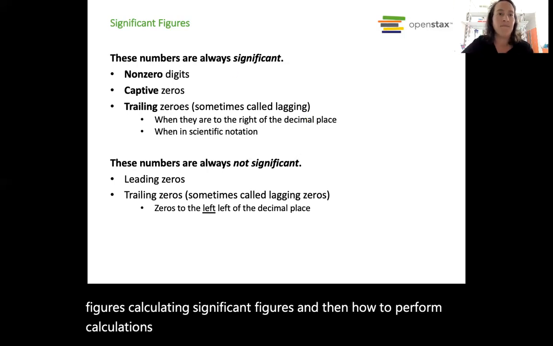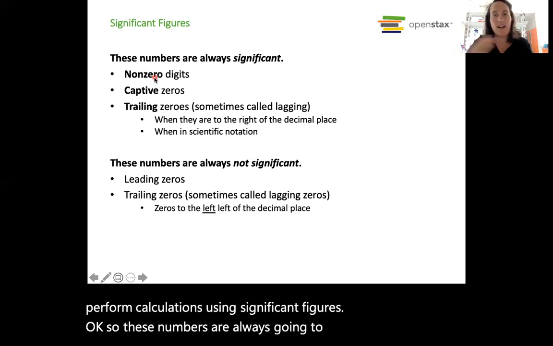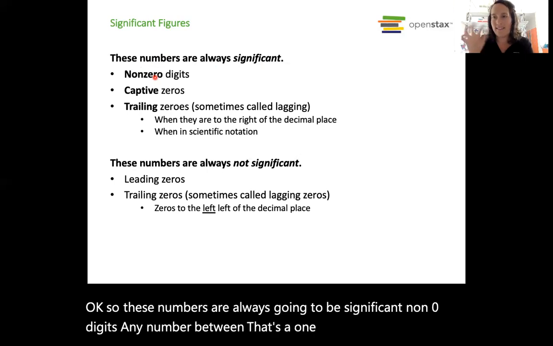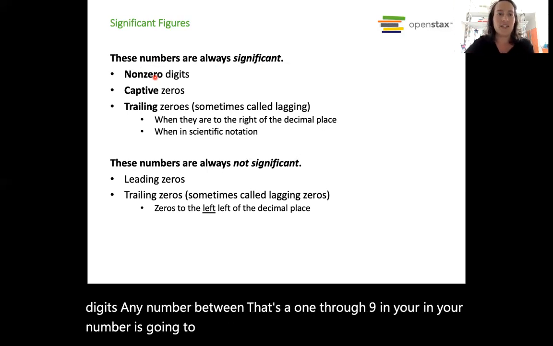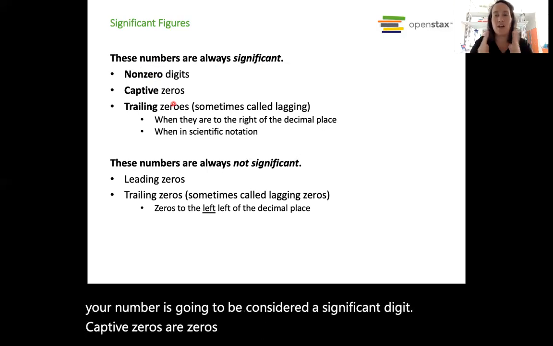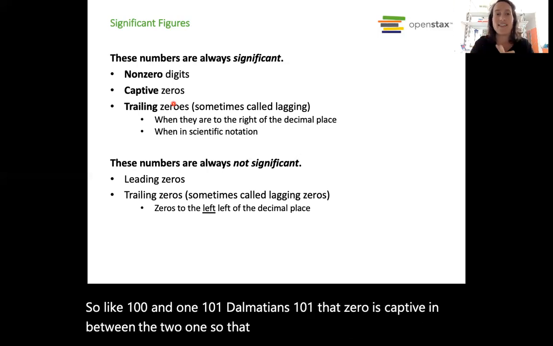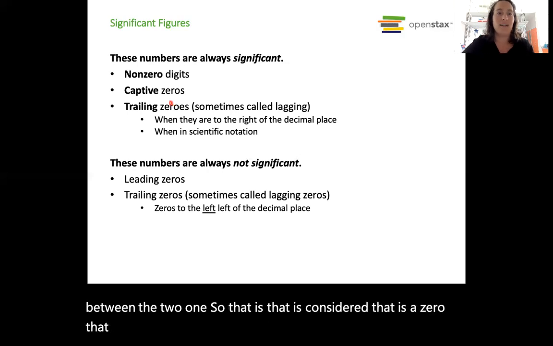Okay, so these numbers are always going to be significant. Non-zero digits: any number from 1 through 9 in your number is going to be considered a significant digit. Captive zeros are zeros that are found in between two non-zero digits. Like 101, 101 Dalmatians. That 0 is captive in between the two ones, so that is a zero that is significant.